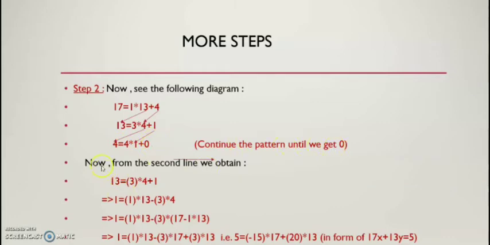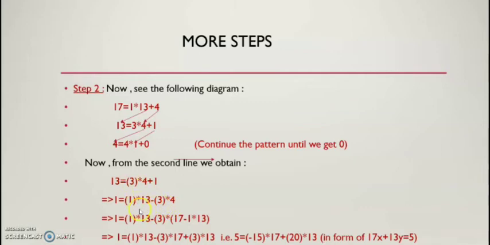Now, in the second line we obtained 13 equal to 3 into 4 plus 1. So 13 equal to 3 into 4 plus 1. Now we will transfer this portion to the left-hand side. So 1 equal to 1 into 13, here only 13 exists, that means 1 equal to 1 into 13 minus 3 into 4.